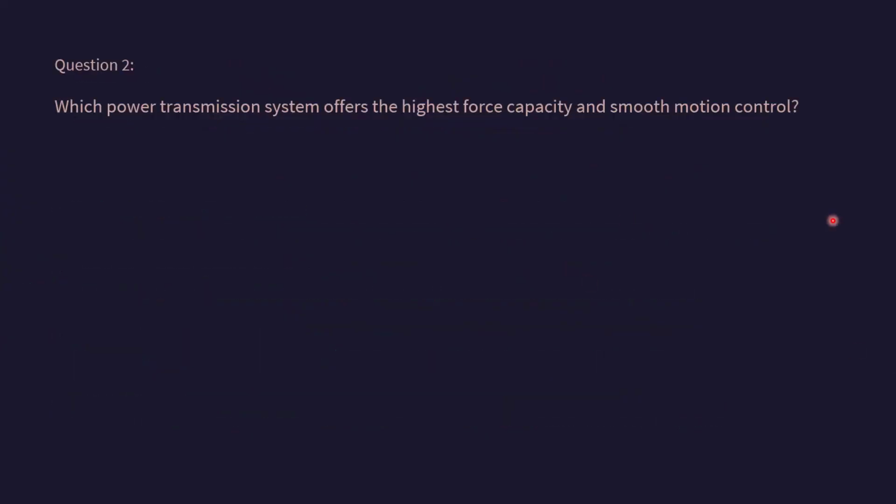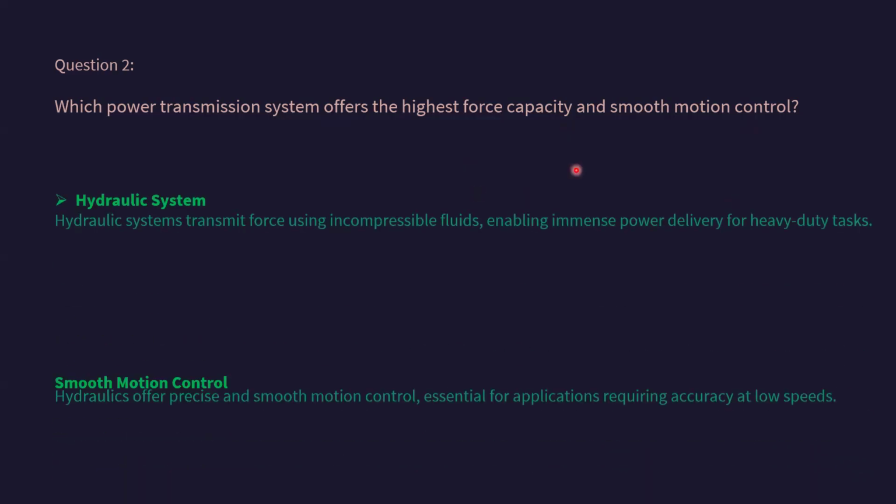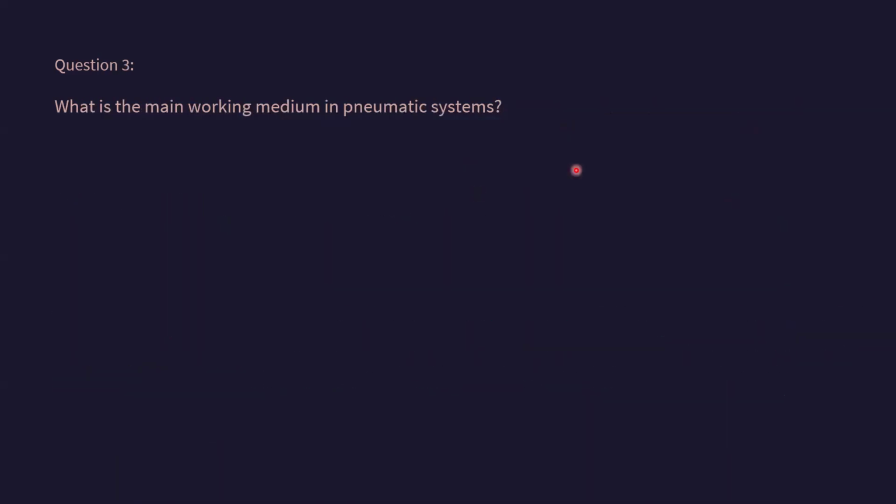Question number 2. Which power transmission system offers the highest force and smooth motion control? There's only one that excels in that. Give me one. Hydraulic. Okay, good. Yes, it is true. All right. You have that already. Don't read that. If you're reading it, please don't, because you're cheating yourselves.